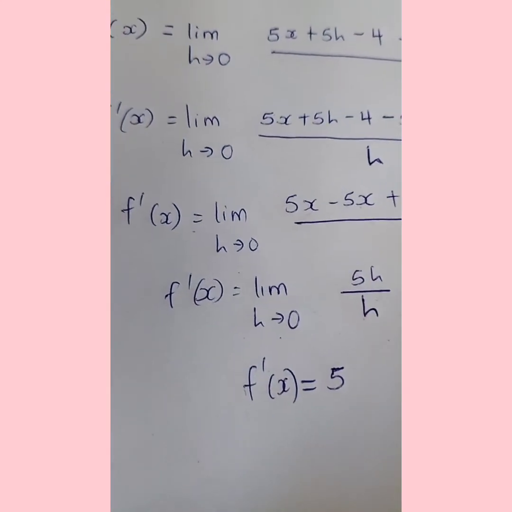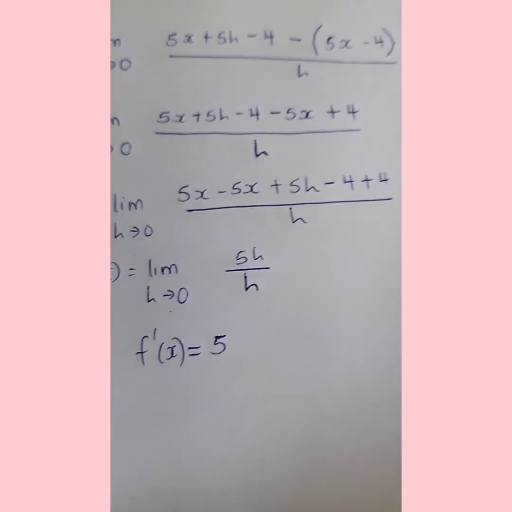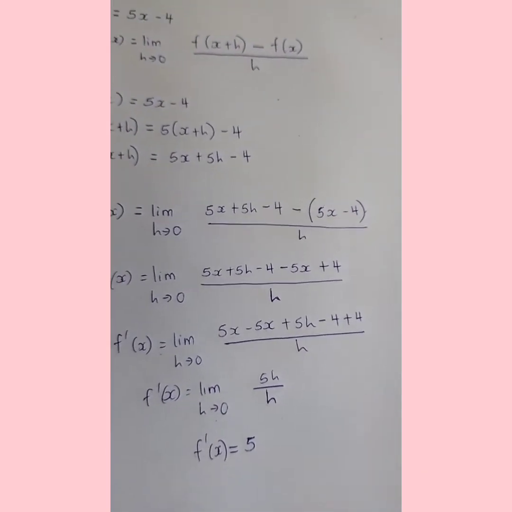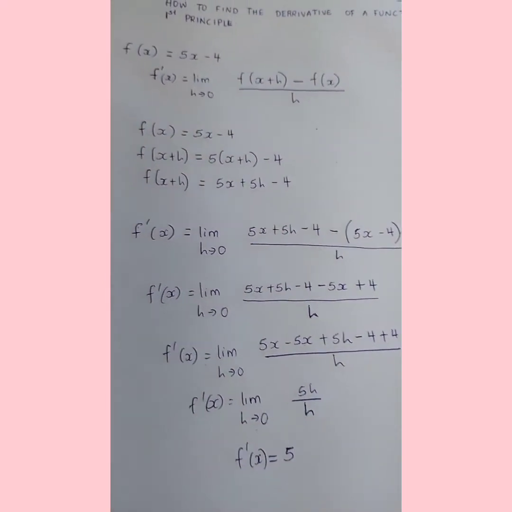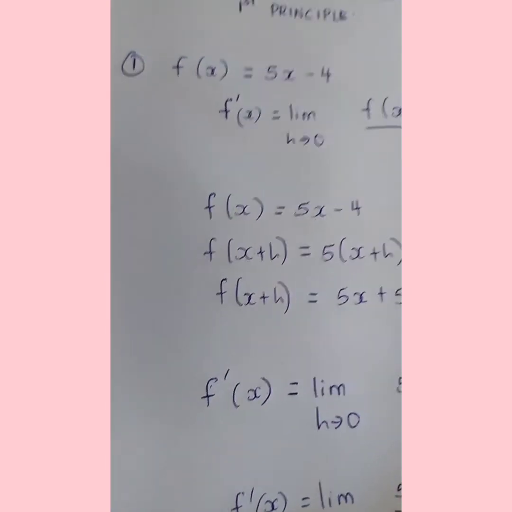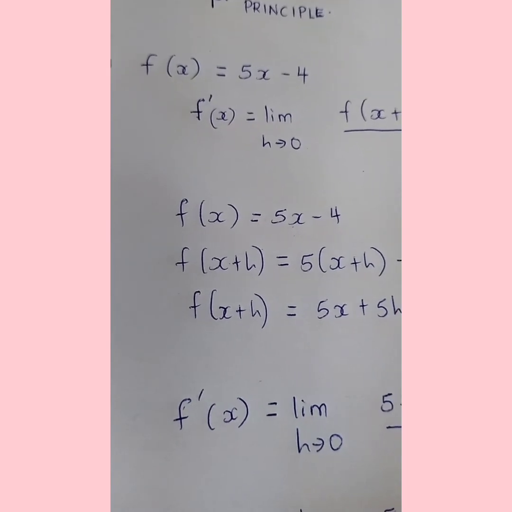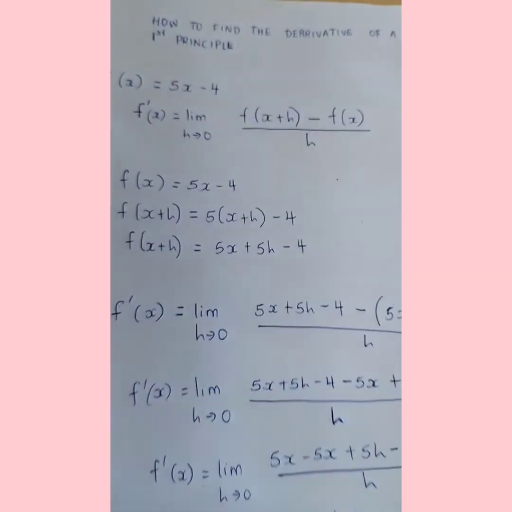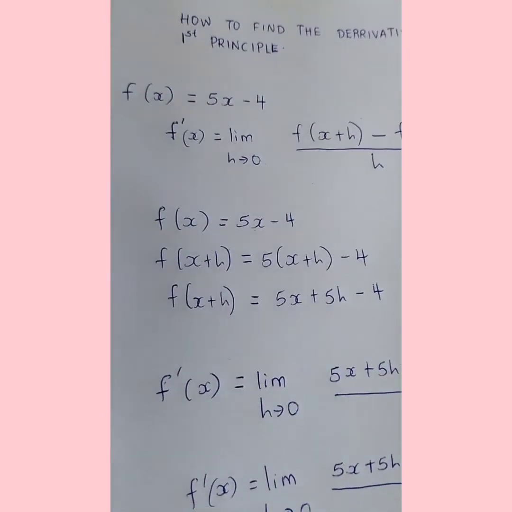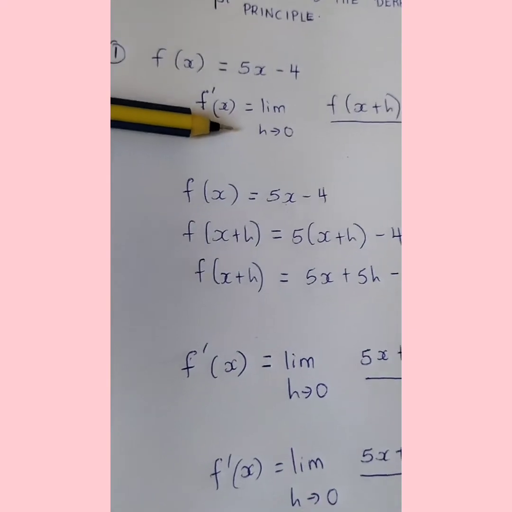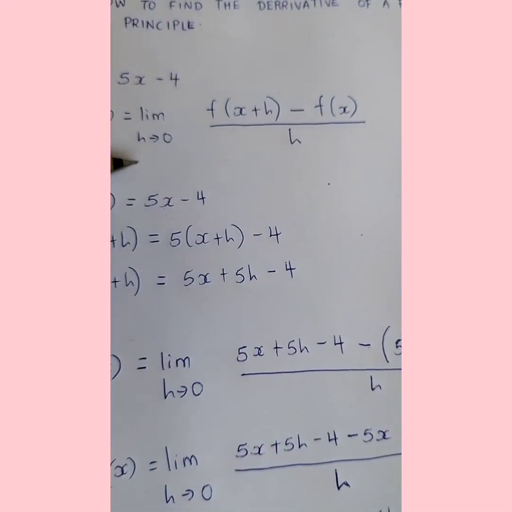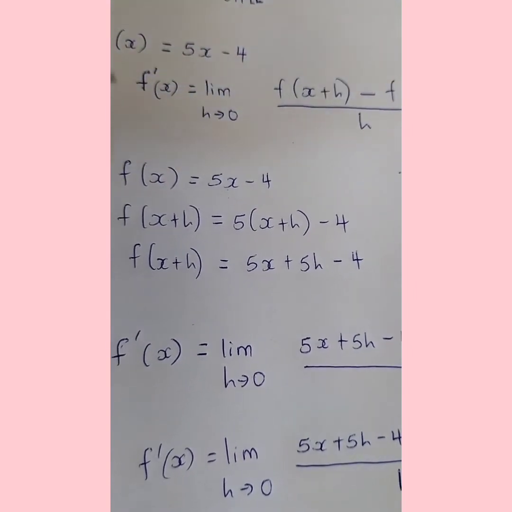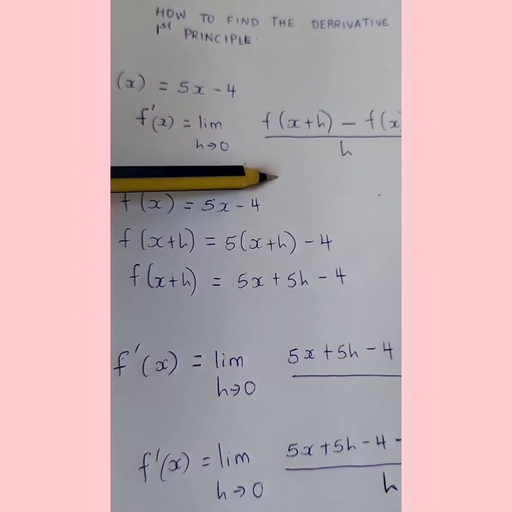I hope that most of you have understood how to find the derivative by using first principle. Let me go through it again quickly. We have this function that maps x to 5x subtract 4. How do we find the derivative of this function? Here is the formula that you're going to use. This is how we find the derivative by using first principle.